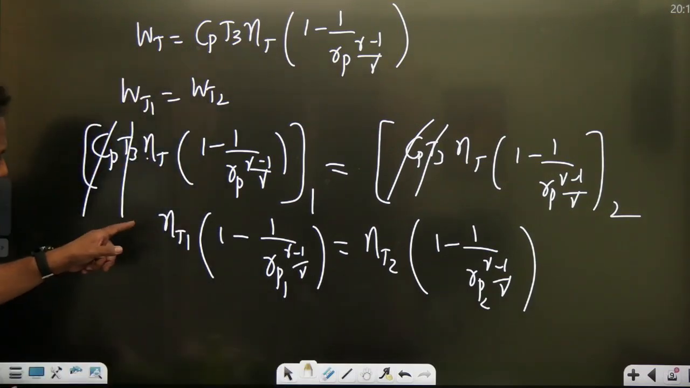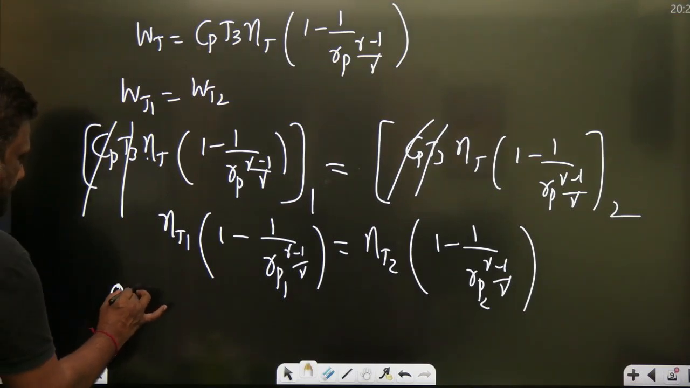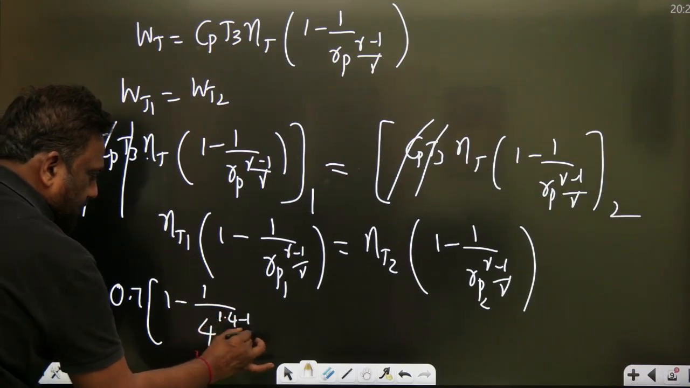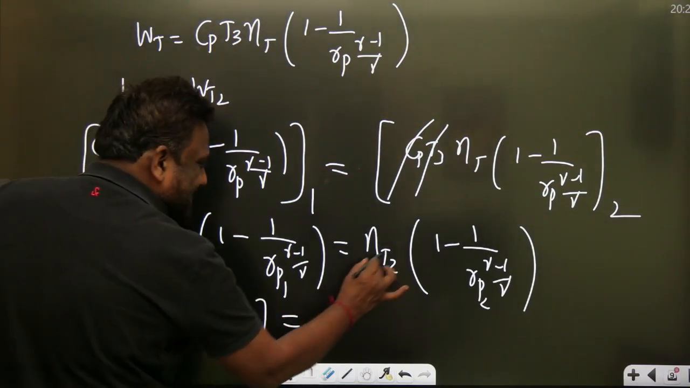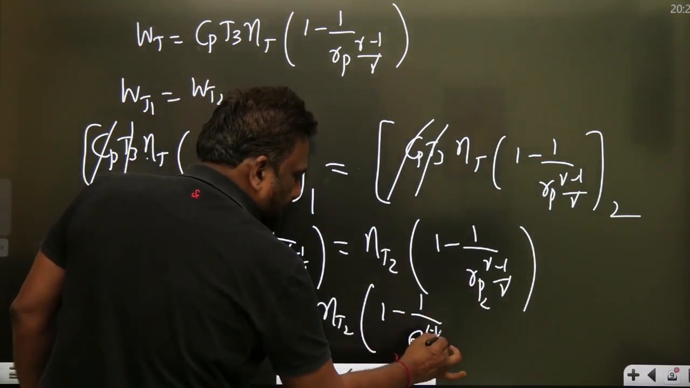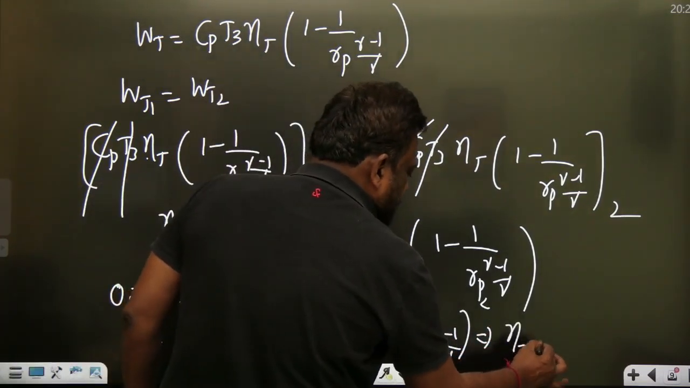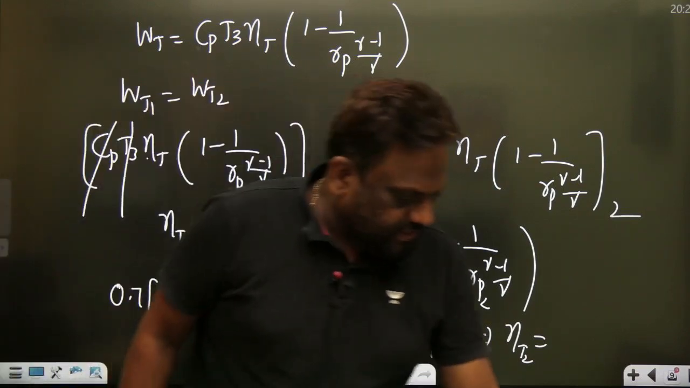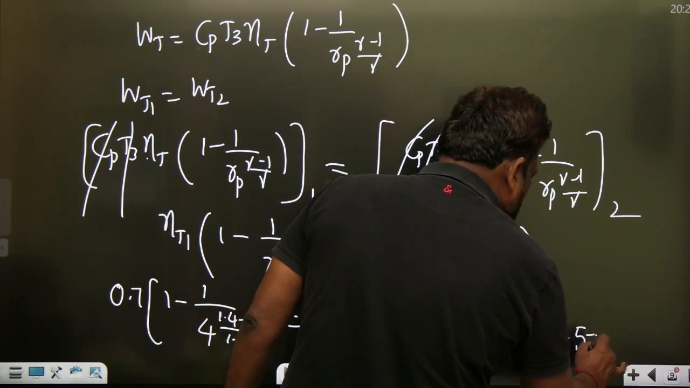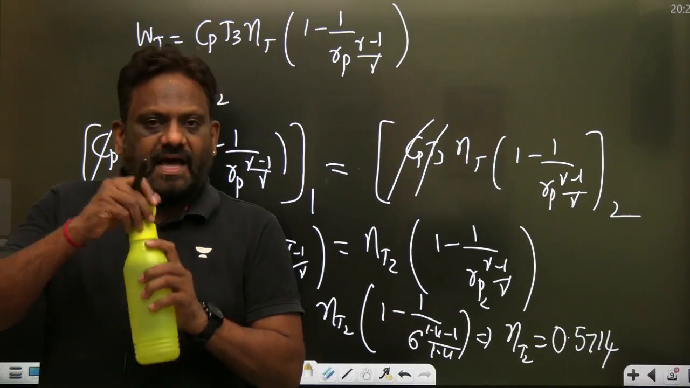Very good. So what is the first isentropic efficiency? 70%, that is 0.7. And what is the first pressure ratio? It is 4 power, gamma is 1.4, minus 1 by 1.4. So this should be equal to the second efficiency, which I don't know, into 1 minus 1 by the second pressure ratio, which is 6, power 1.4 minus 1 by 1.4. If I calculate from here, I'll get the turbine efficiency in the second case, where the pressure ratio is 6. So the answer is 0.5714. Please kindly check the calculation part, whether I am right or wrong. So this is the answer, sir.